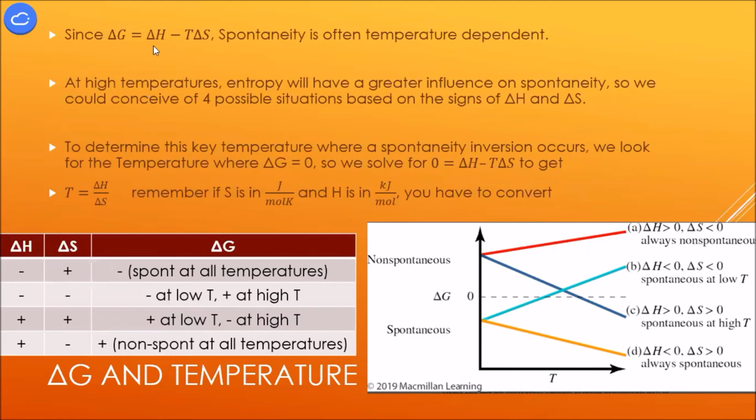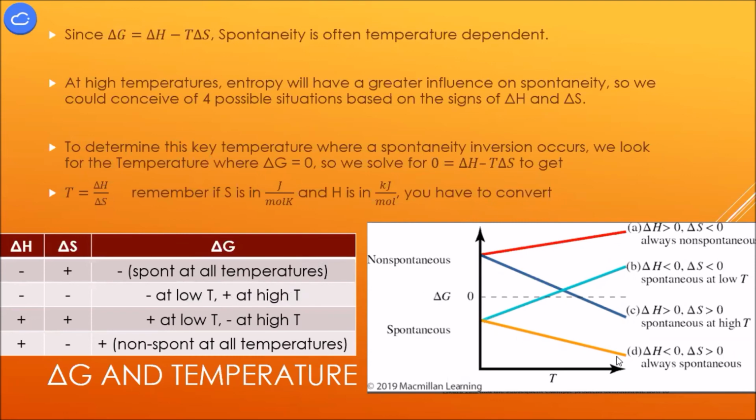So the hard one is when they're either both negative or both positive. You have to really think about that. If delta H is negative and delta S is negative, that means if this term, the T delta S, is larger than this term, the delta H, it's non-spontaneous. So at low temperatures, it's spontaneous. At high temperatures, it's non-spontaneous.